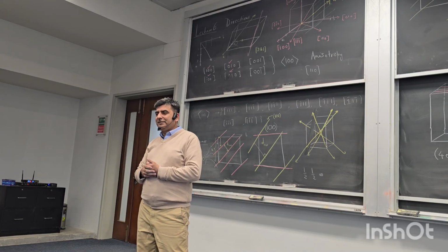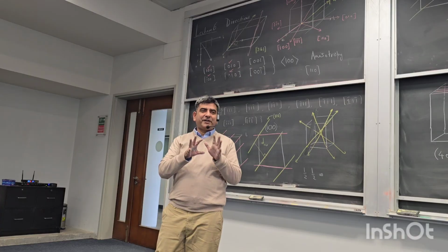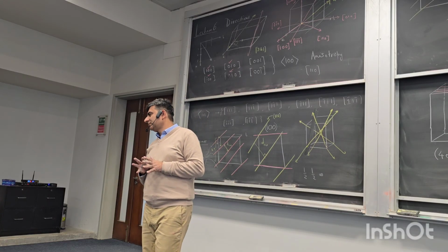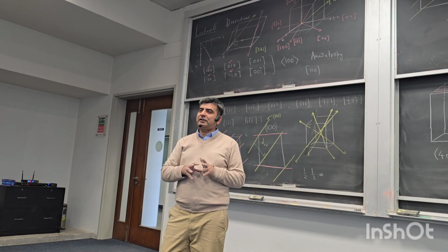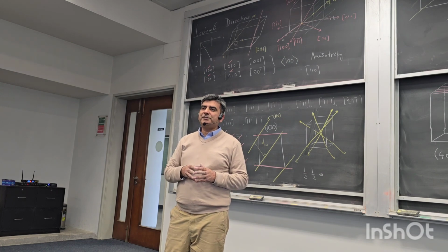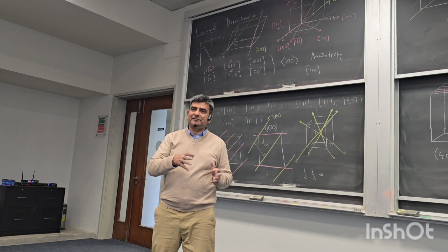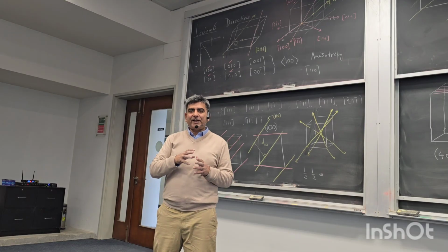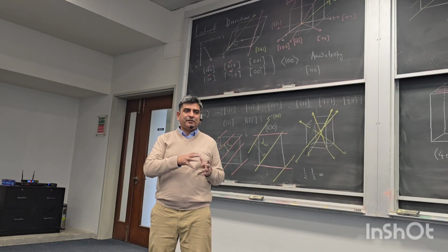You shine some kind of radiation onto the solid and then see how that radiation is scattered. XRD. Right. So one way is to shine X-rays and see how the X-rays diffract from the crystal.